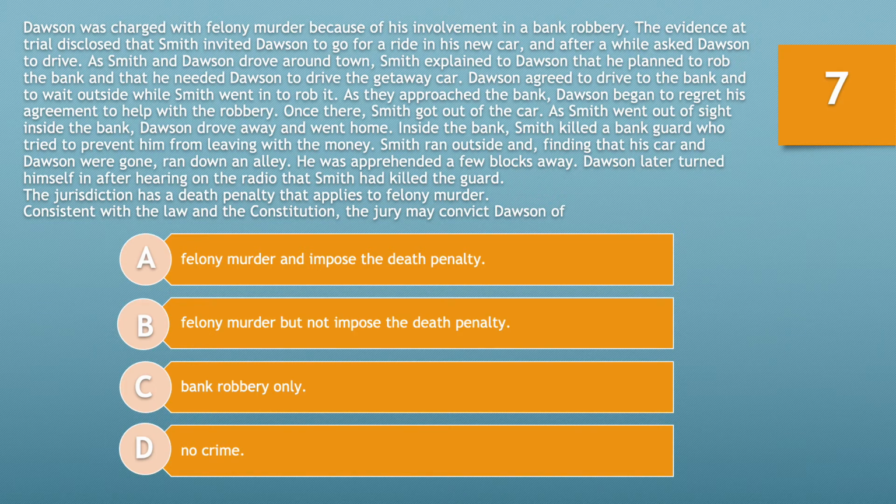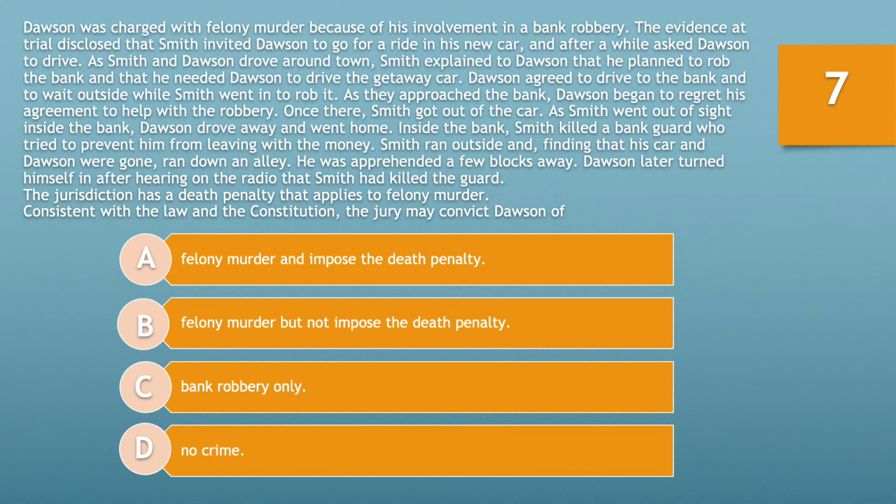Dawson agreed to drive to the bank and to wait outside while Smith went in to rob it. As they approached the bank, Dawson began to regret his agreement to help with the robbery. Once there, Smith got out of the car. As Smith went out of sight, Dawson drove away and went home. Inside the bank, Smith killed a bank guard who tried to prevent him from leaving with the money. Smith ran outside and, finding that his car and Dawson, in fact, were gone, ran down an alley. He was apprehended a few blocks away. Dawson later turned himself in after hearing on the radio that Smith had killed the guard.